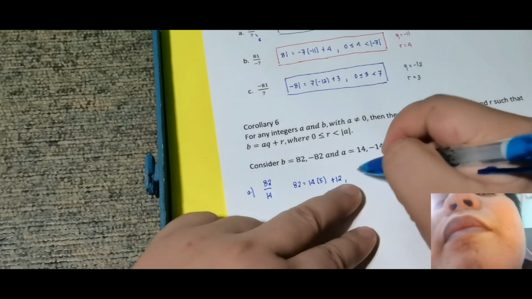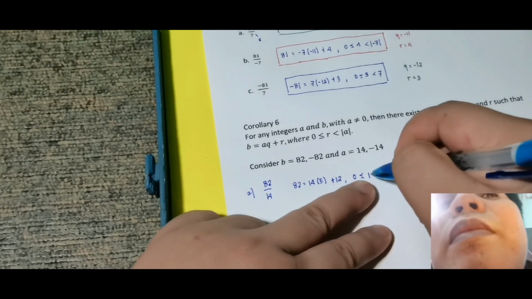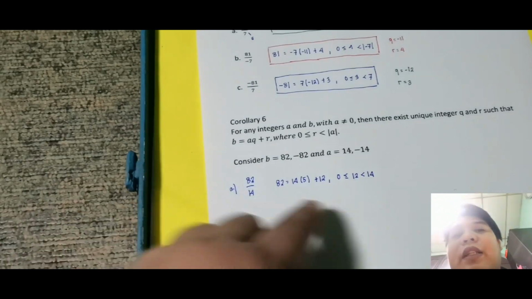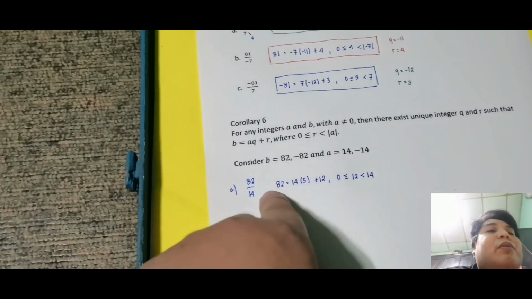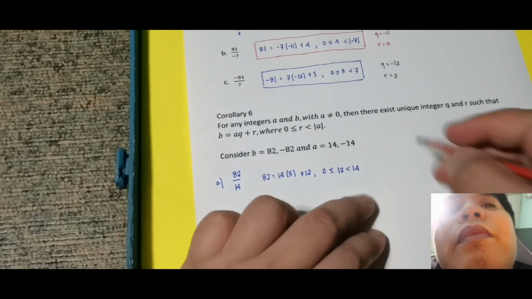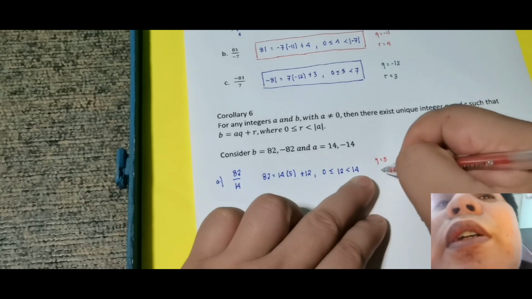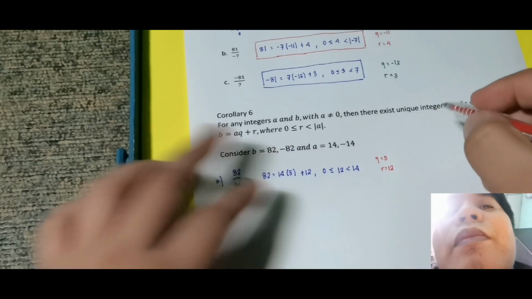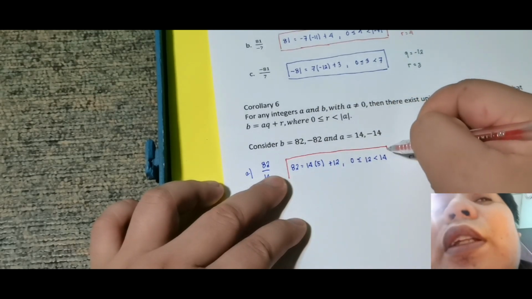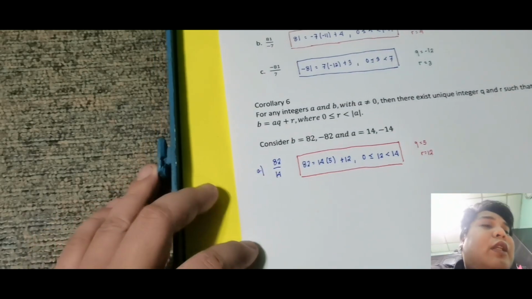Where 0 is less than or equal sa 12, less than sa 14. So, kung napansin nyo, nasa-satisfy niya pa. Yung remainder nakuha ko, mas mababa pa dun sa A ko. Okay, so ano yung Q dito? Q dito is 5 or r dito is 12. So, box na siya riyan. Ayan na yung sagot. So, ganito siya kadali. Letter B.